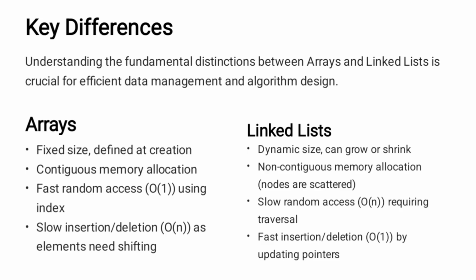Arrays provide fast access using an index, whereas a linked list provides slow access and requires full traversal. Arrays give slow insertion and deletion as they require elements to be shifted. In a linked list, there's fast insertion and deletion, and it only requires updating adjacent pointers. So let's deep dive into these points.